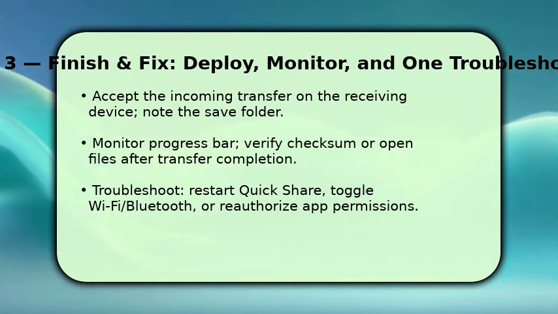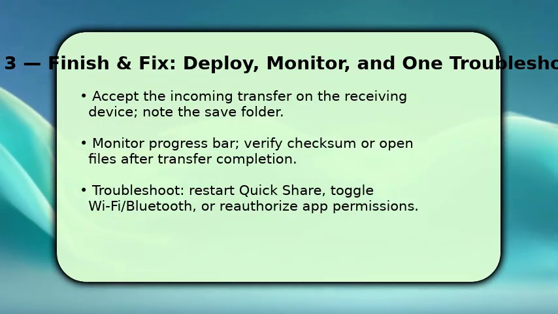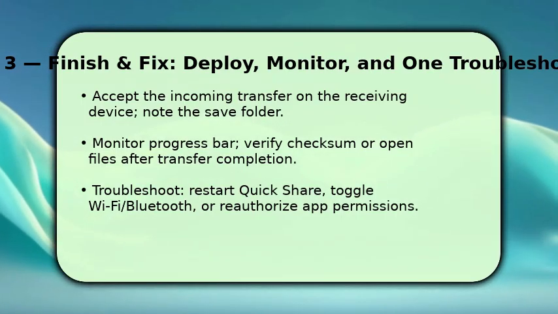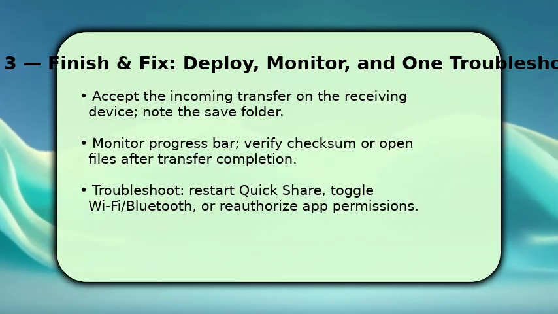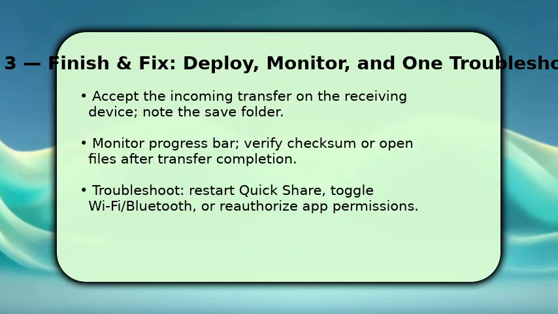As a quick troubleshooting tip, restart QuickShare and toggle Wi-Fi or Bluetooth if problems persist. Reauthorize app permissions in settings so the service can create the peer connection and write.